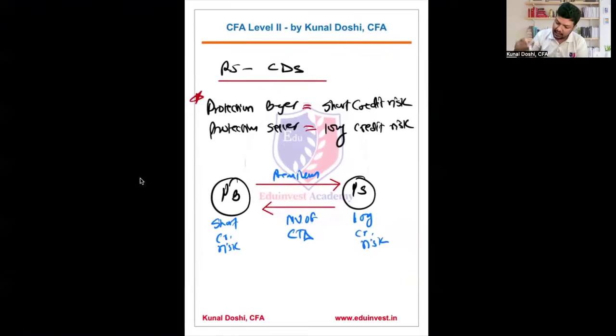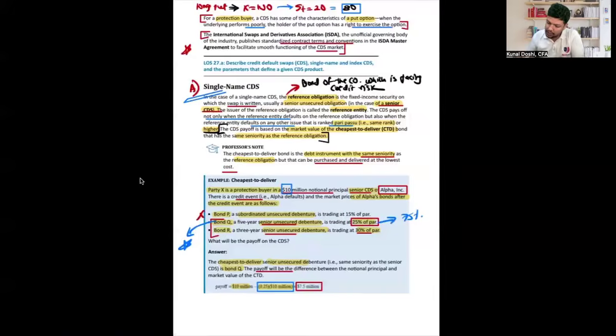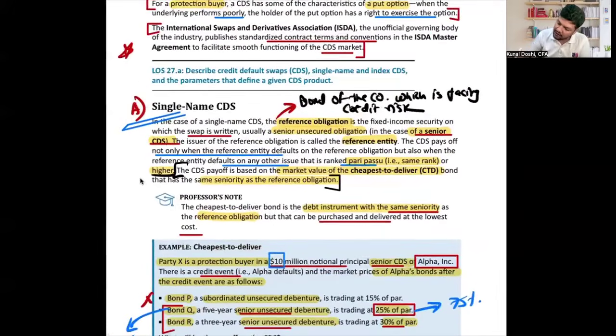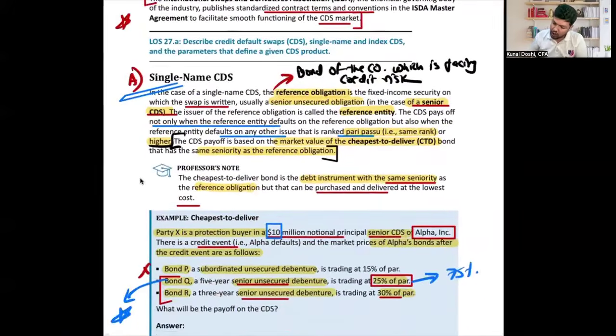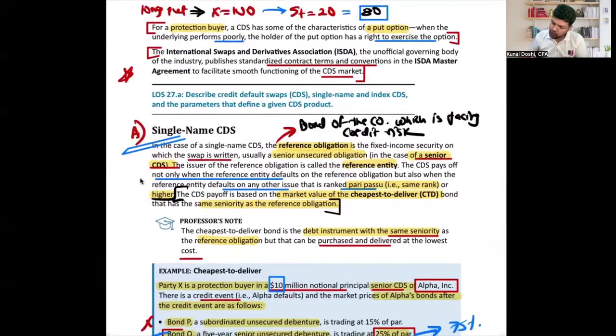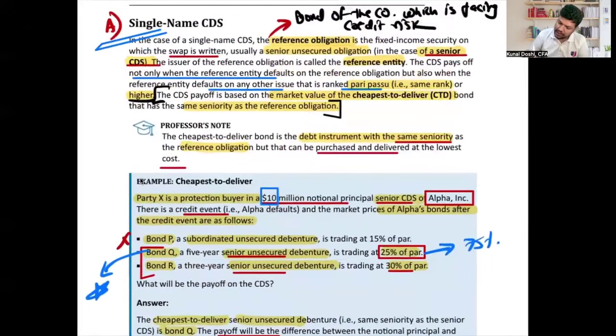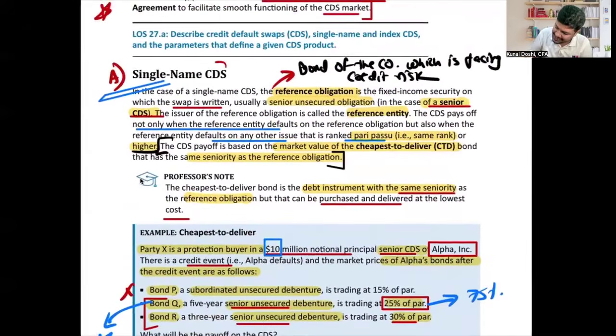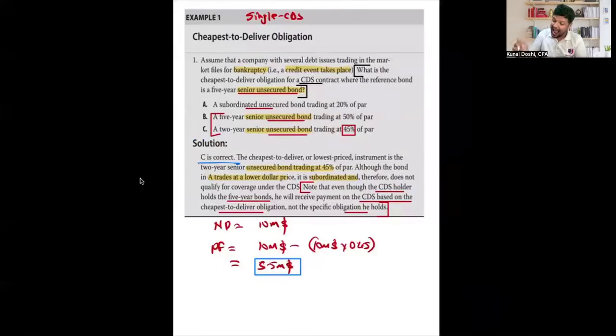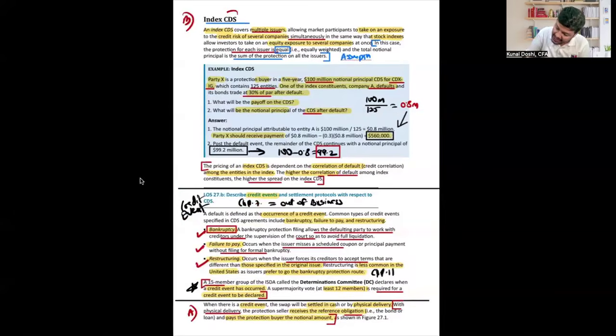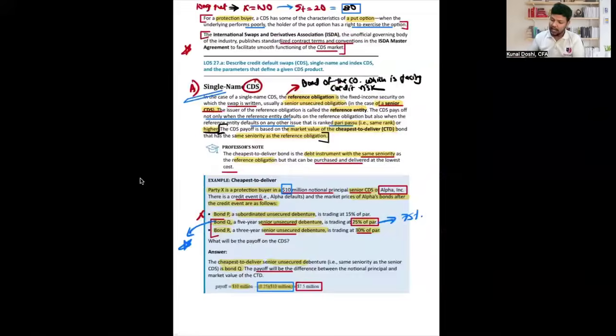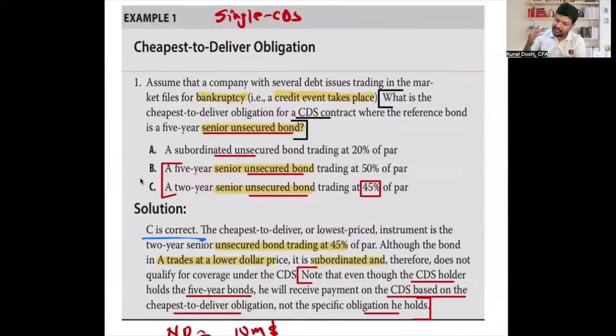Yes, this is interesting. So we are going to see what is cheapest to deliver. What is cheapest to deliver? Okay. So there are two types of CDS we are going to discuss: single name CDS and index CDS, where there is a portfolio, right? Single name CDS is where you're facing the risk of a single bond issuer. Correct. Now, in this case, what is cheapest to deliver?